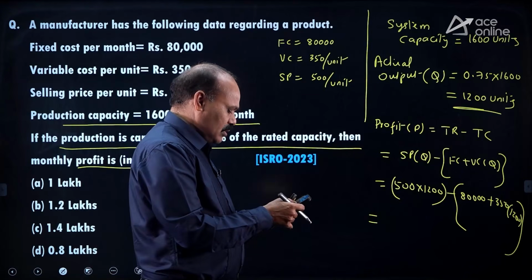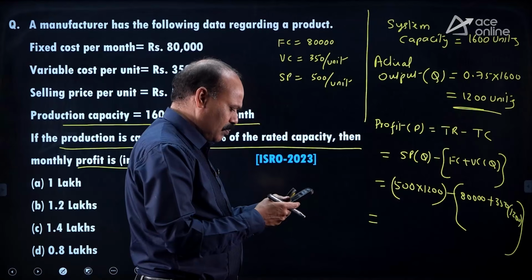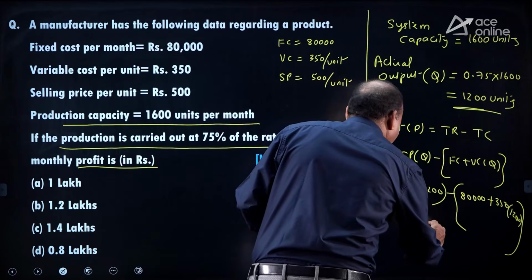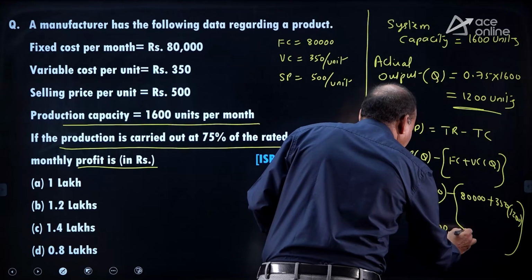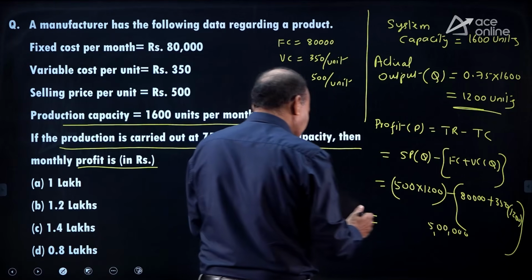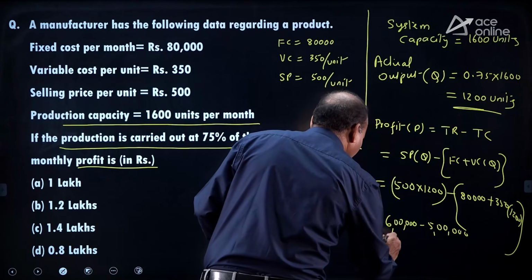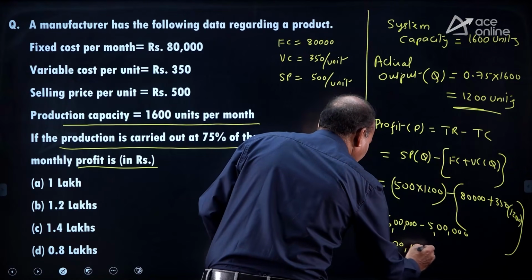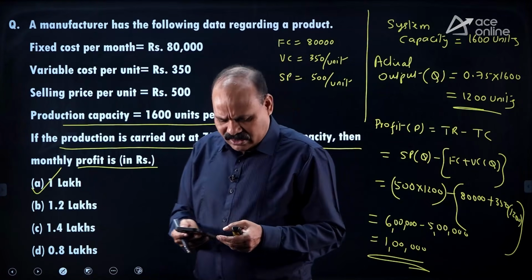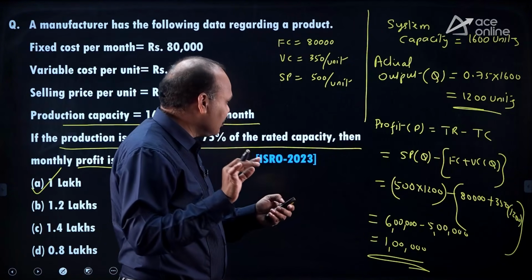Just to simplify this, 350 into 1200 plus 80,000. So total cost is equal to 5 lakhs. Revenue, how much? 500 into 1200, 6 lakhs. 6 lakhs total revenue, 5 lakhs total cost. So what is the profit here? 1 lakh. So the answer is 1 lakh, option A. The same question with slight changes in the numericals.